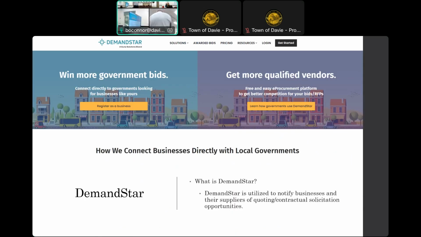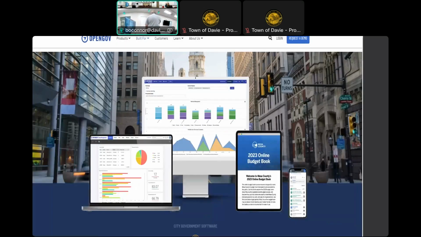Okay, so again, here's Demand Star. You're using this product right now, so you're familiar with Demand Star. And again, we're going to be moving to a product in October. We'll be starting probably within the next month to utilize this software, but we'll fully be implemented by October of this year with this product, OpenGov.